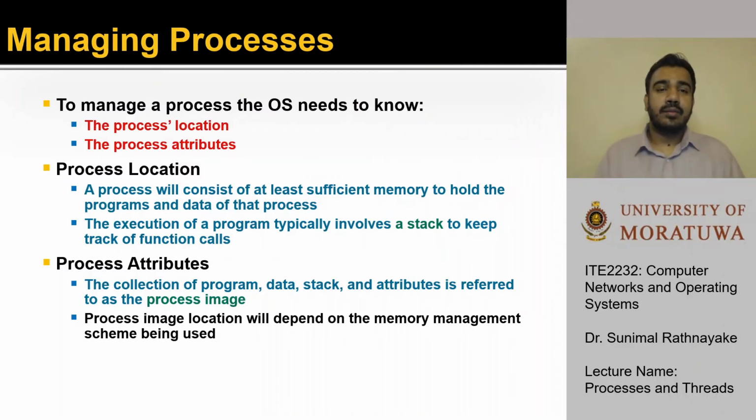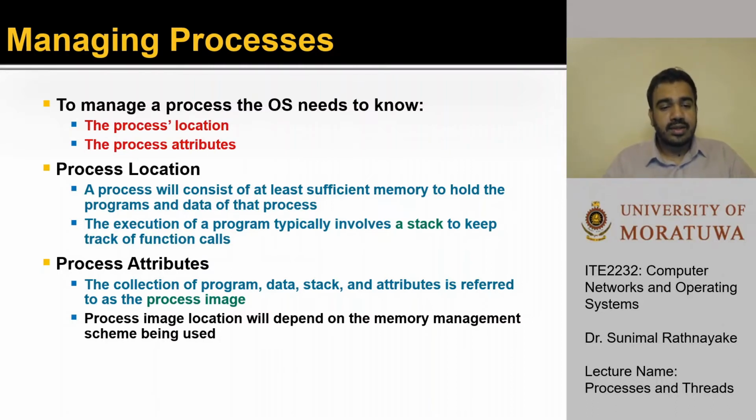To manage processes, the operating system needs to know two main things. One is the process's location and the other is the process attributes. Process location means that the process will consist of at least sufficient memory to hold the programs and data of that process. The execution of the program typically involves a stack to keep track of function calls.